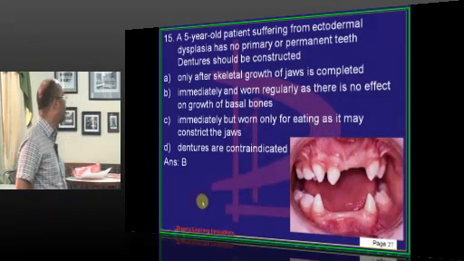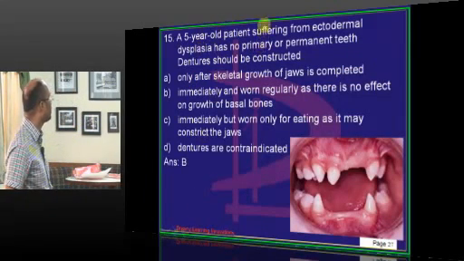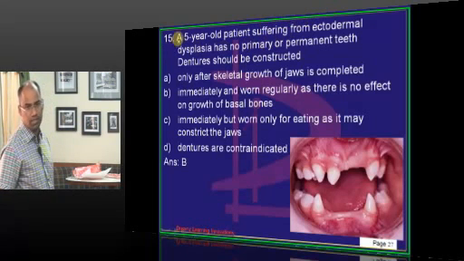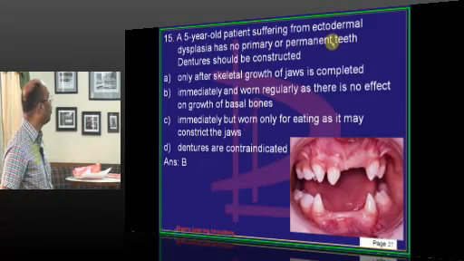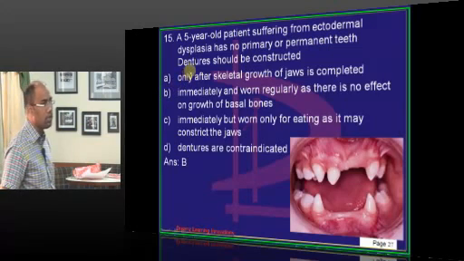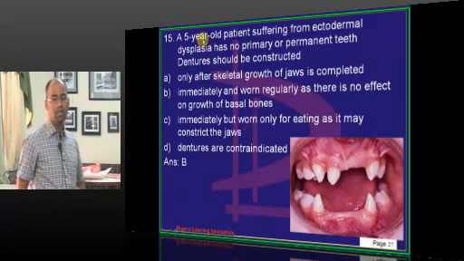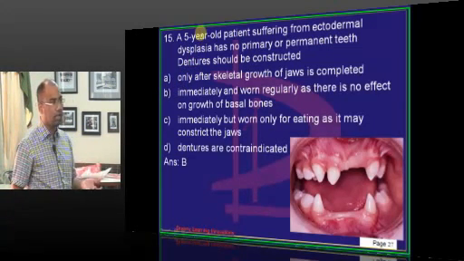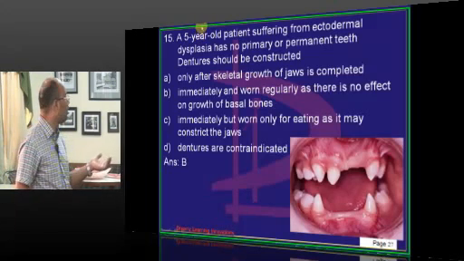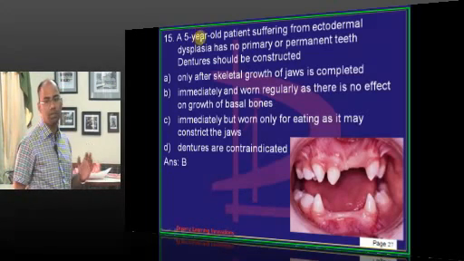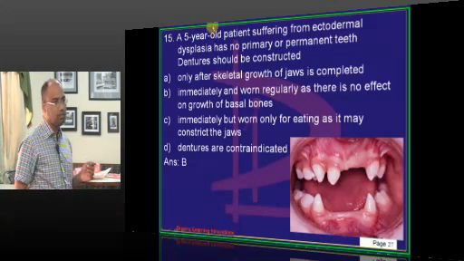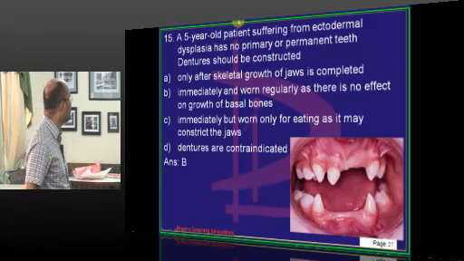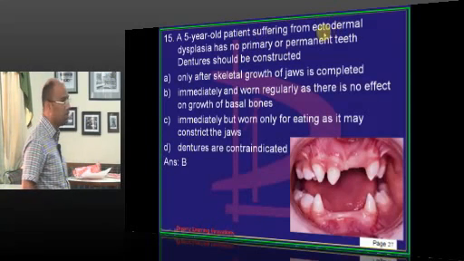A 5-year-old patient suffering from ectodermal dysplasia has no primary or permanent teeth. Normally, in ectodermal dysplasia, you see all the structures from the ectodermal layer being affected. Like you hardly see any teeth. Maximum it will be complete anodontia or oligodontia. Few teeth might be present. Now, in this condition, there are no primary or permanent teeth.